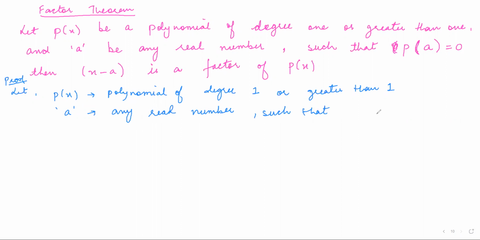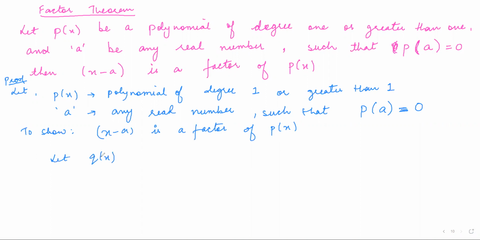we have taken a such that the value of this polynomial at this a is actually equal to 0. So this is the condition here. So basically, we have to show that x minus a is a factor of P(x), right? This you have to show. Right. So how will we show this? Let Q(x) be the quotient. It is just a name I'm giving, right? Let us denote the quotient by Q(x).